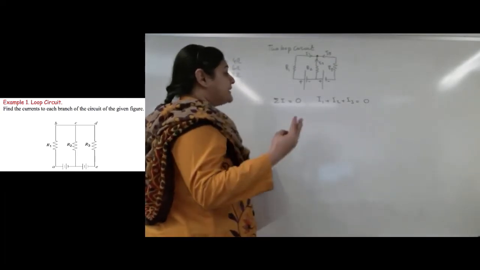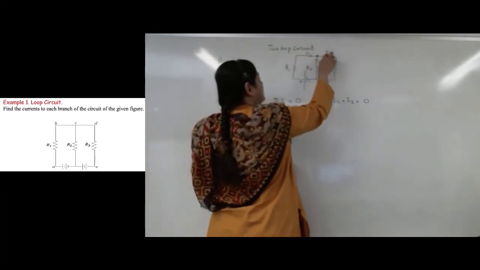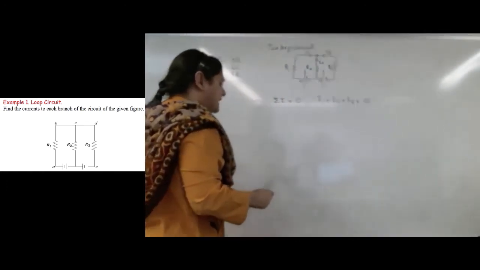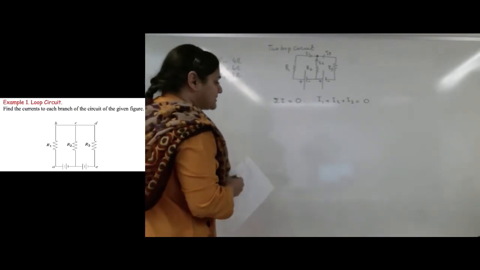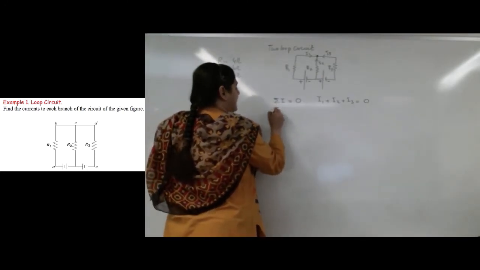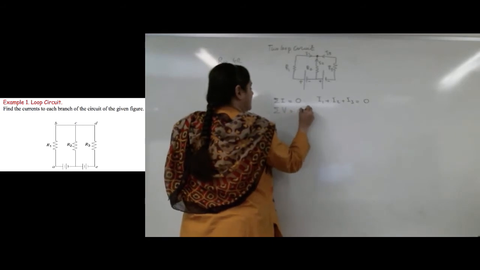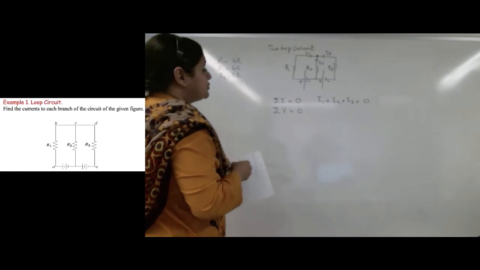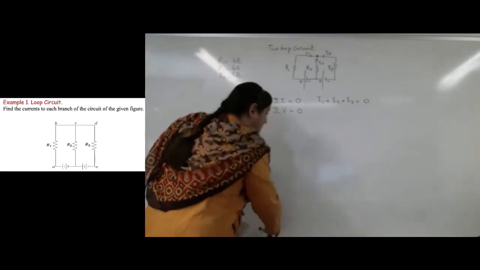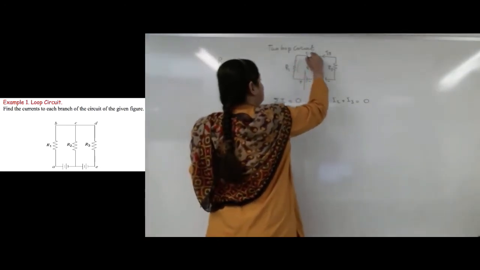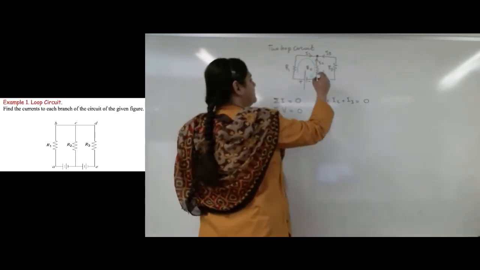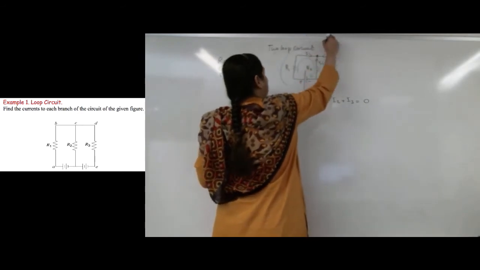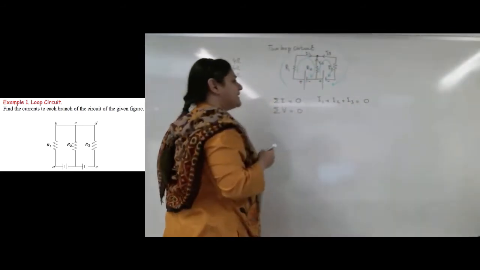Now, there are three unknowns, I1, I2, and I3. So I'm going to need three equations. I already have one equation done. Now my second and third equation I can get from my loop rules, right? So what are my loops that I can choose? I can choose one loop that could be this way, one loop that could be this way, one loop that's all the way around, or any other loop that I want.